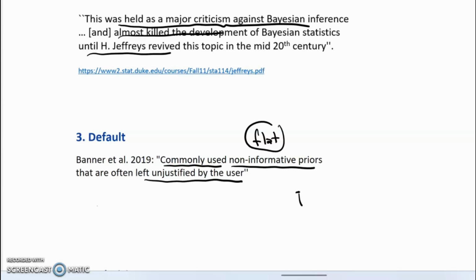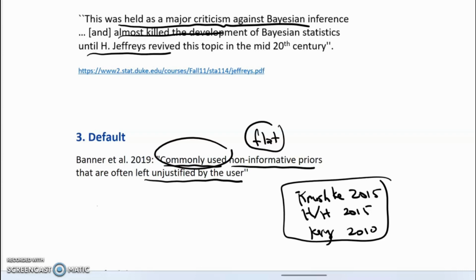So 3 books that helped me a lot were Kruschke, 2015, Hobbs and Hooten, 2015, and Kery, 2010. And all 3 of these books, commonly used books, had flat priors throughout.